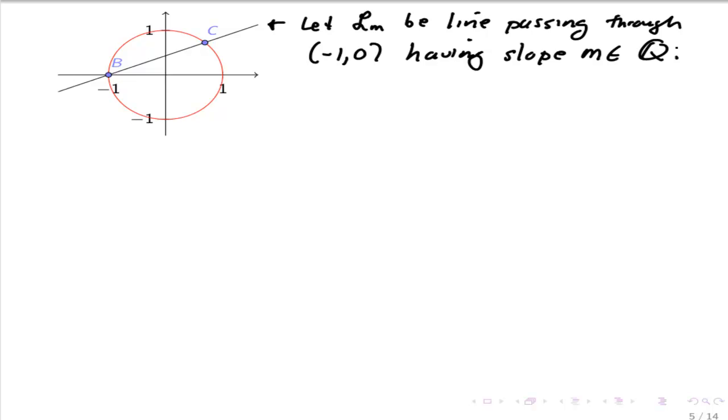Okay, what's the equation of this line? So we have y minus y1, which is 0, equals m times x minus negative 1. So I'm using the point B as the given point. So it's y equals m times (x plus 1). And let's intersect the line with the circle.